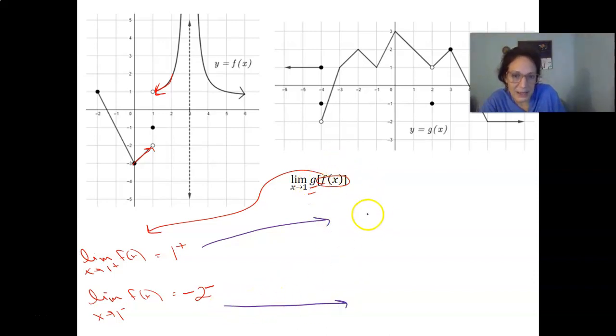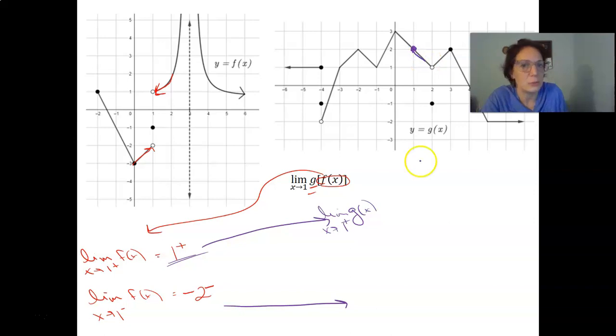First, I need to see what's happening to g as I approach 1 from the positive side. So let's go up here to g of x. G of x, I'm going to approach 1, but I'm going to do it from the positive side. Okay, I get 2.